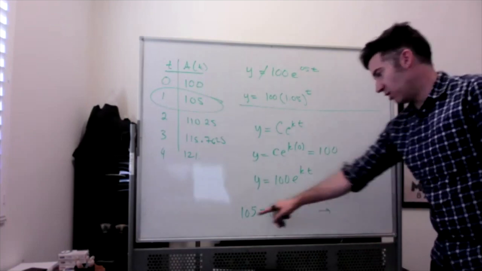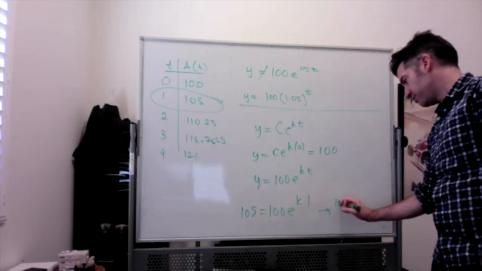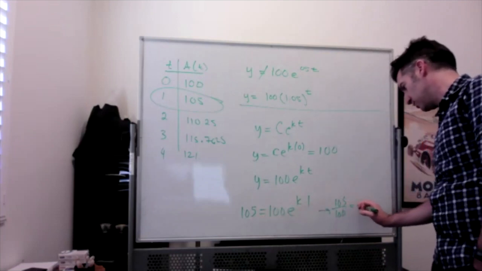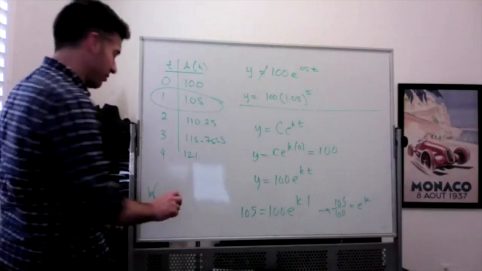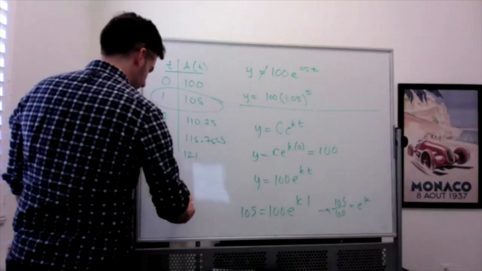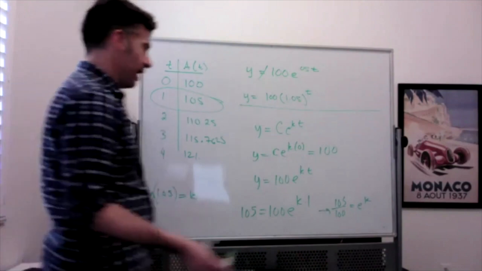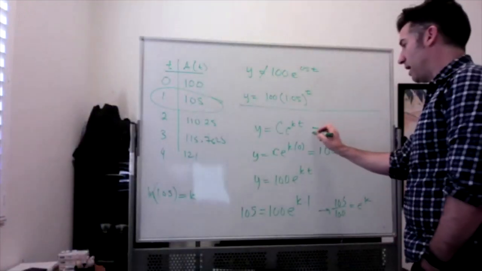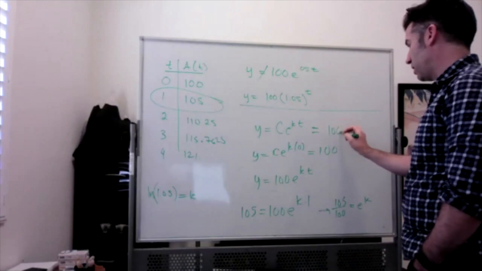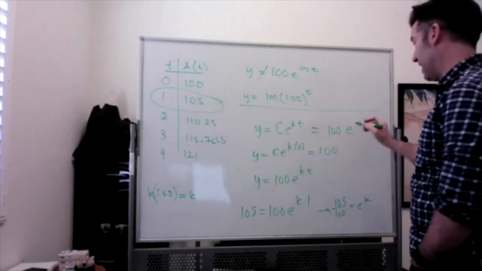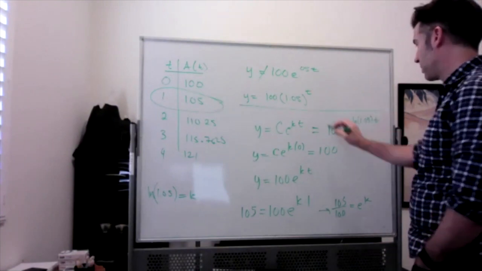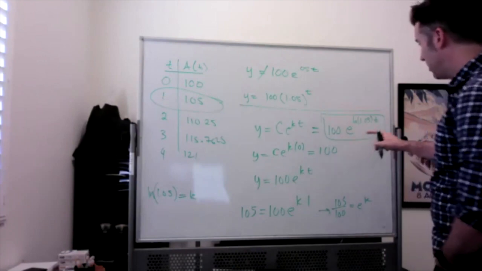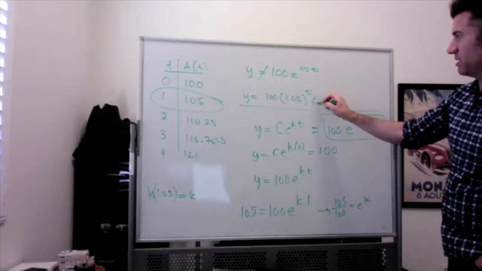That's going to allow me to find the k value. So 105 divided by 100 is equal to e to the k. Solving for k, I get the natural log of 105 over 100, which I'll write as 1.05, and that's going to equal k. So I can actually write my model as 100 e to the k, which is the natural log of 1.05, times t. And here's the thing: this is totally the same as that.